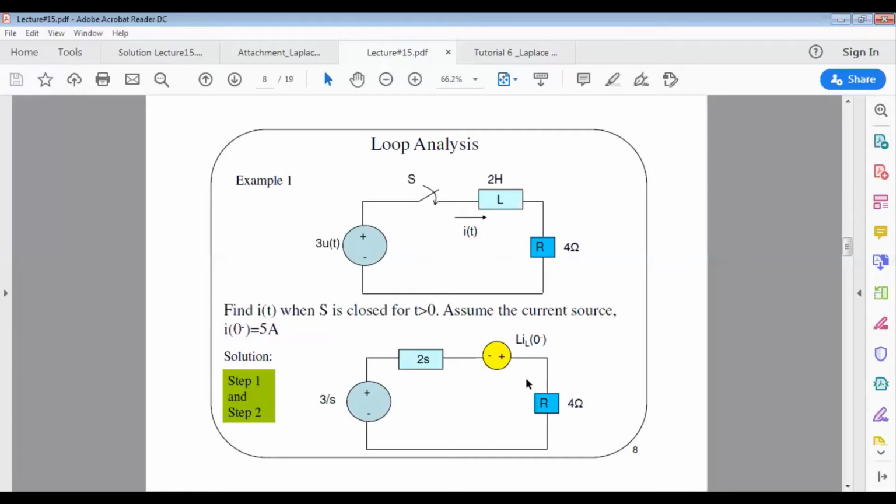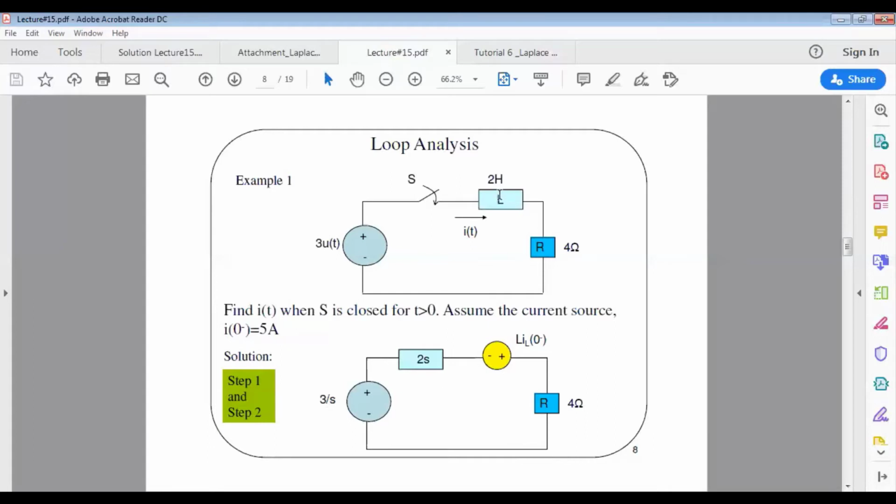So what we have to do is adopt the steps that I mentioned in the previous slide. Here I am combining step 1 and step 2. Remember, step 1 is transforming all the components of the circuit into the S domain, and step 2 is sketching the transform diagram. By combining the first and second steps, 3u(t) will become 3 over S. You can refer to the table, as we have learned this in lecture 14 before.